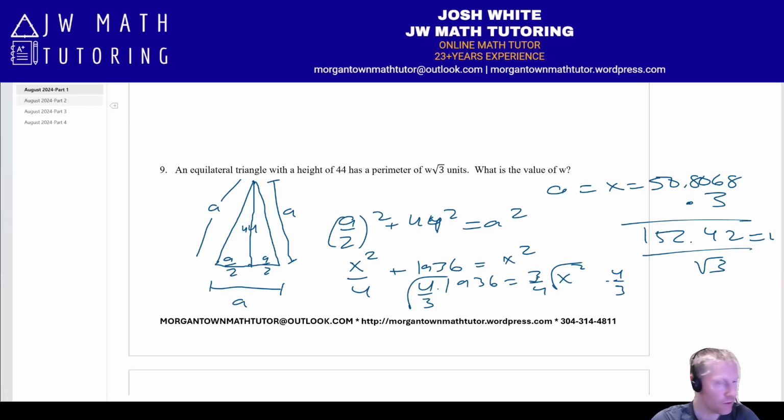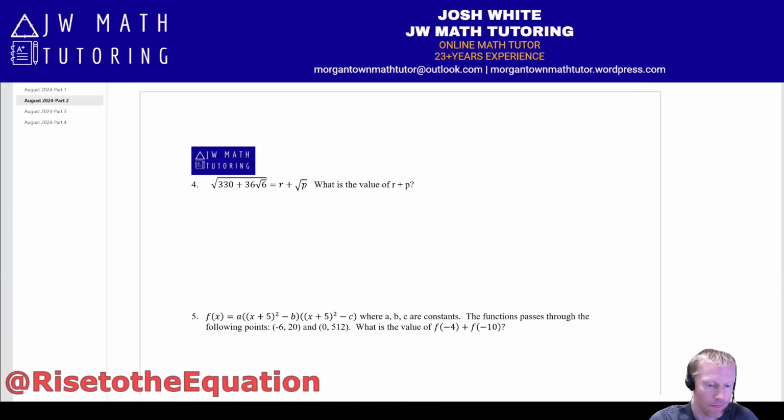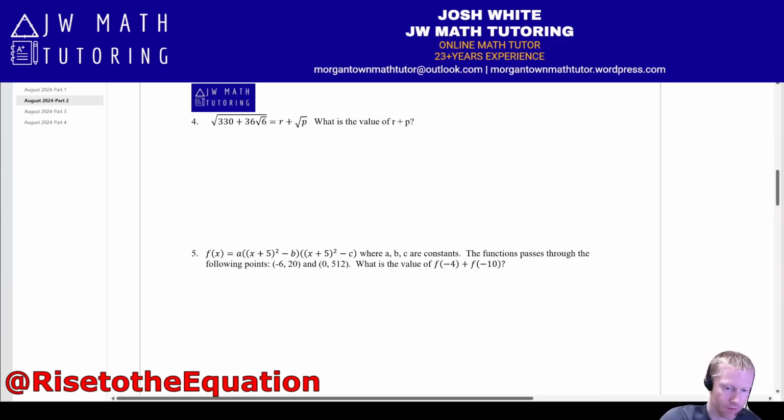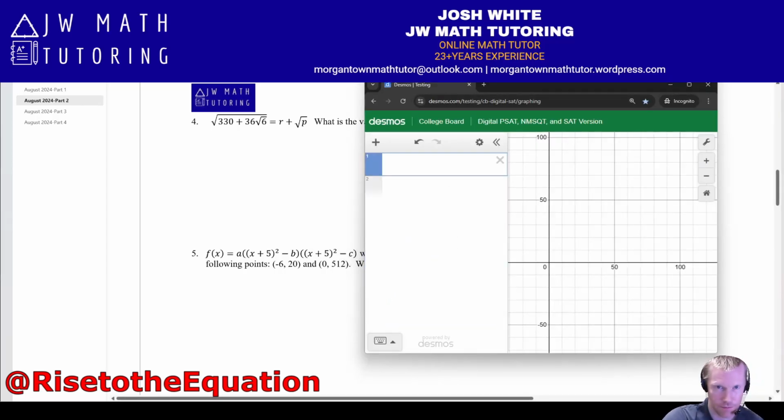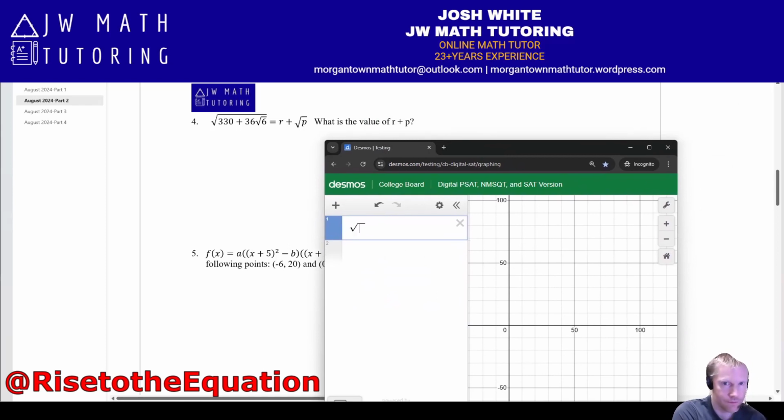Next, we're going to the August questions, part 2, number 4. For this one, what you can technically do, and this is not something I'd really ever seen before or thought of, is take the expression on the left. This one's going to be done entirely in Desmos. Okay, we're going to type that in. And then we set this equal, and then I'm going to replace the letters on the right side with x and y.